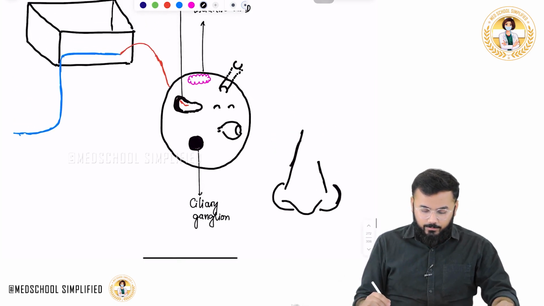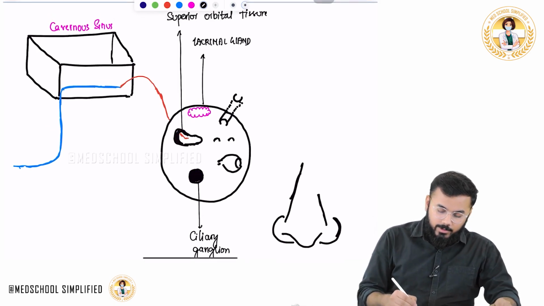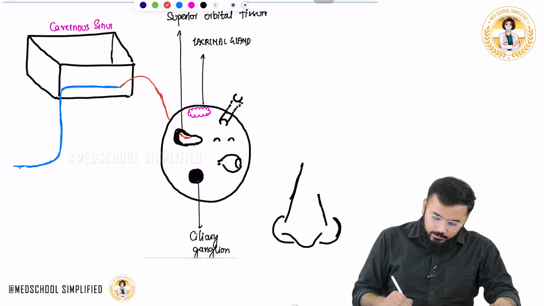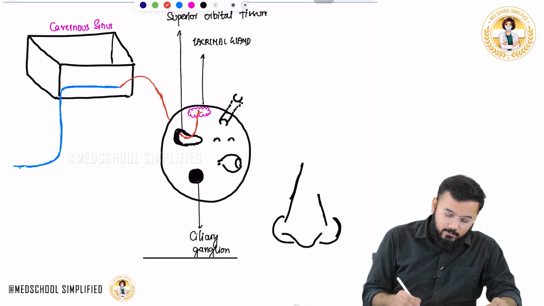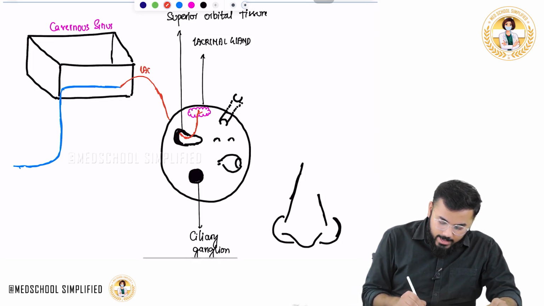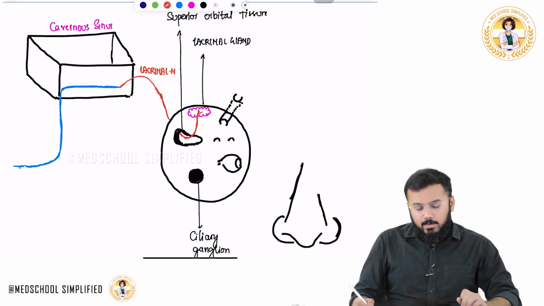Ciliary ganglion. So through this superior orbital fissure, this nerve comes out and it supplies your lacrimal gland in this way. That is the reason why the name of the nerve is lacrimal nerve. Now lacrimal nerve is done.